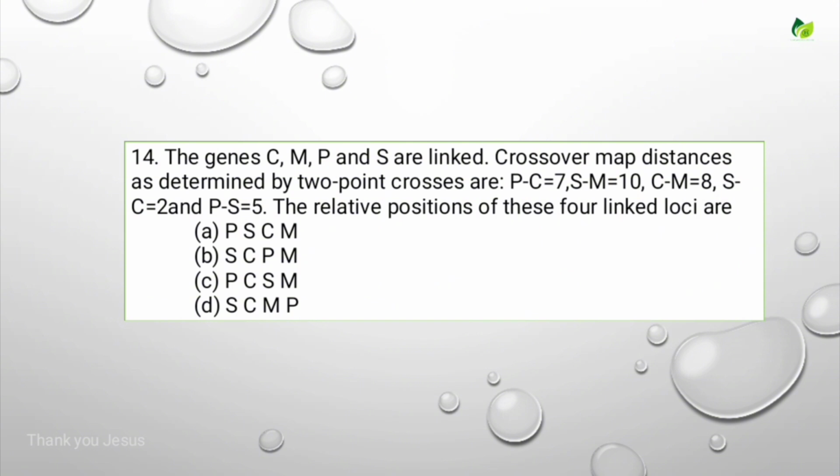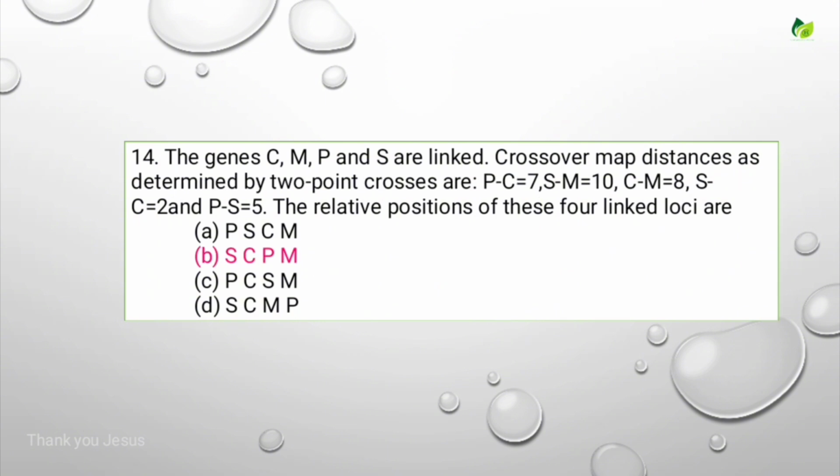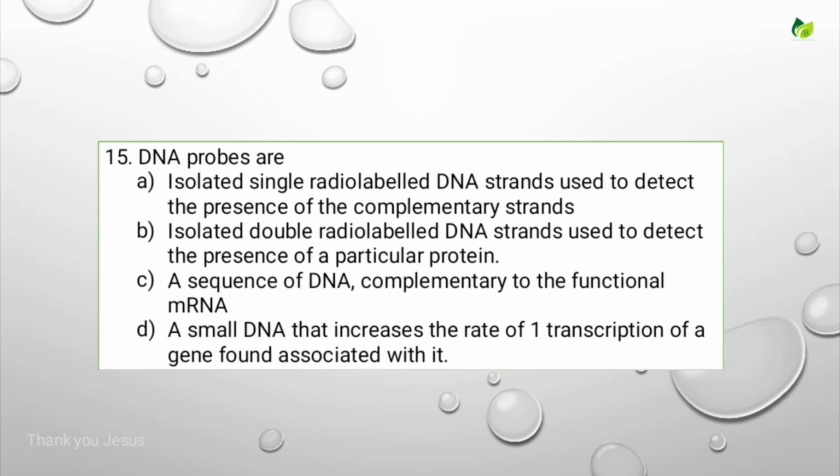So the relative positions of these four linked loci are, by calculating these distances, you have to tell the positions of the four genes. The positions given are PSCM, SCPM, PCSM, SCMP. For this, the correct order is SCPM. Let's see the next question.